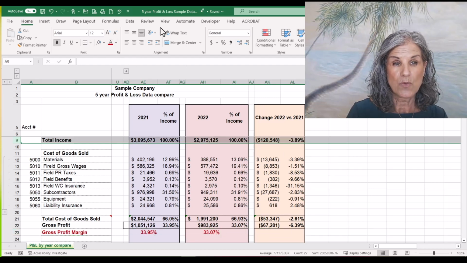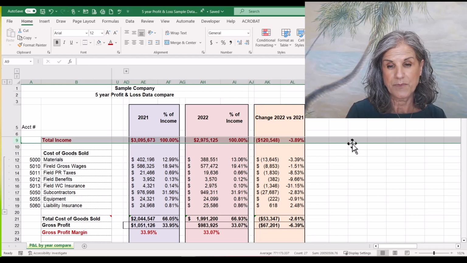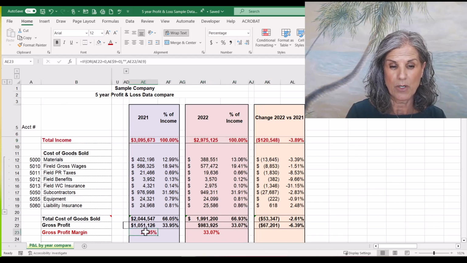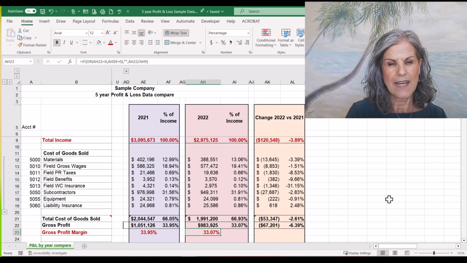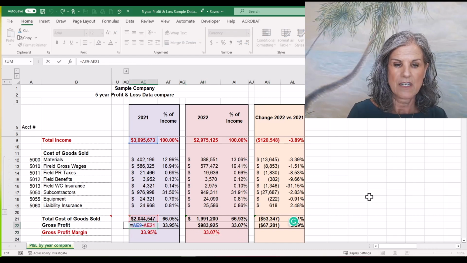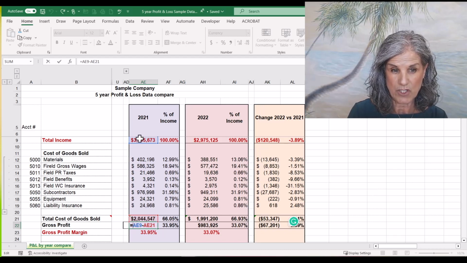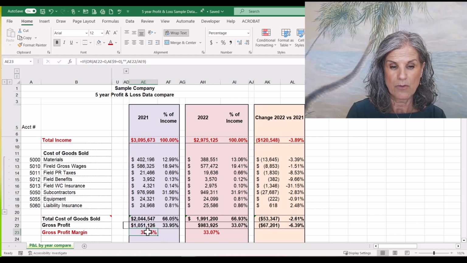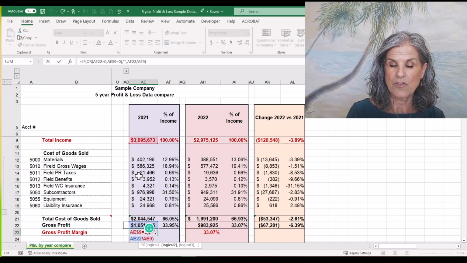So revenue is one of the key numbers you're going to look at. And then gross profit margin is the second key number. And how that number is calculated, gross profit dollars are calculated by taking revenue minus cost of goods sold. And then your margin is calculated by taking those gross profit dollars and dividing it by income.